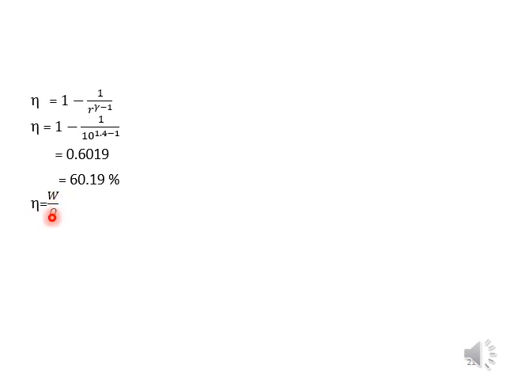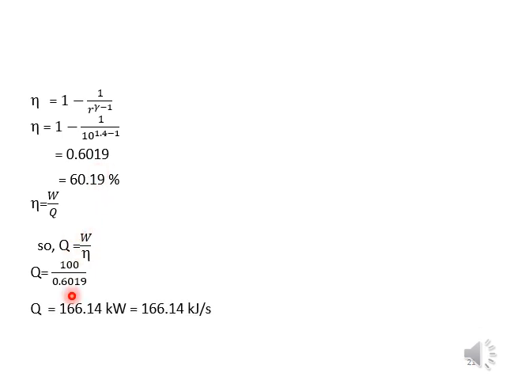So we want only the heat supplied. So we can write heat supplied is equal to W by efficiency. We know the W value and the efficiency value. Simply we will get the Q value. So W value is 100 kilowatts. We can convert it into kilojoule per second. Watt is equal to joule per second, and the efficiency is 0.6019. So heat supplied is 166.14 kilowatts, that is 166.14 kilojoule per second.